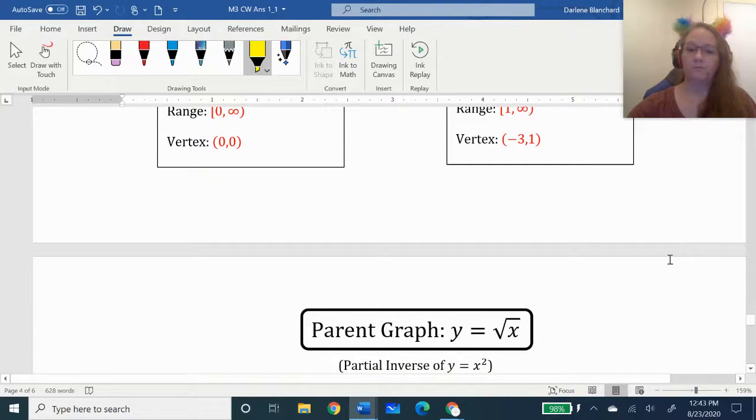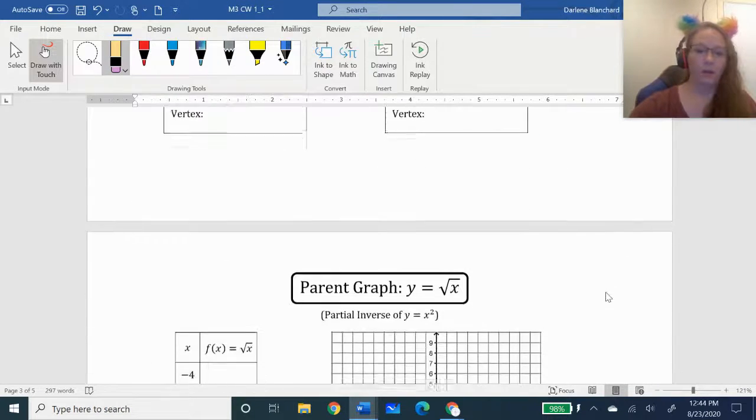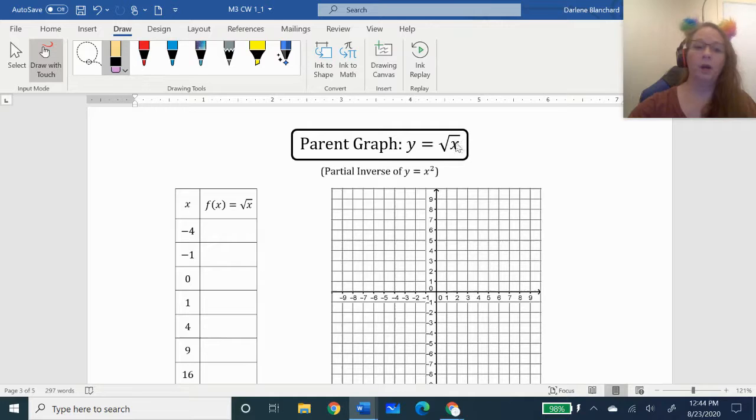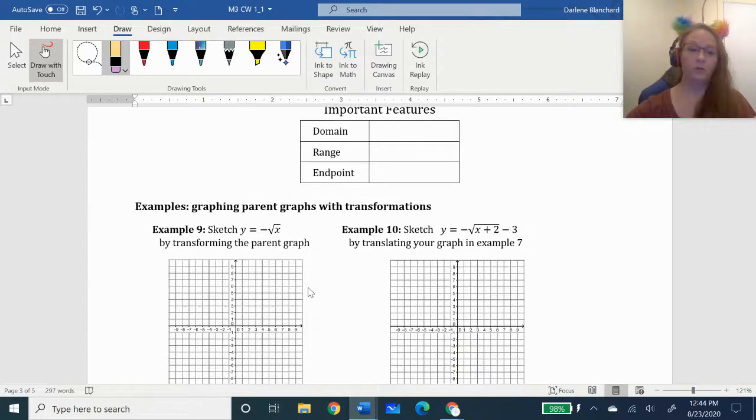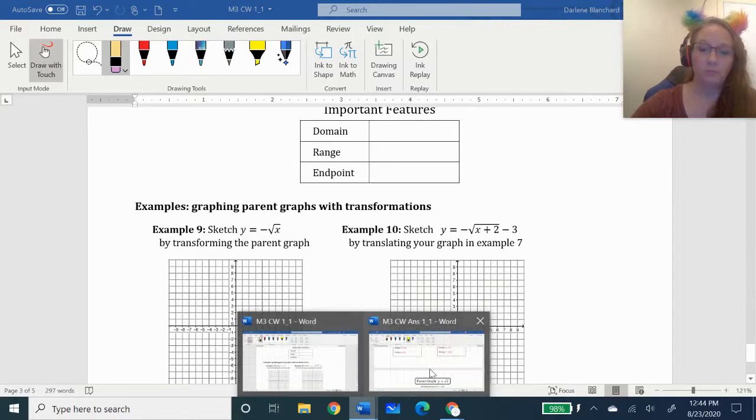All right, now one more graph. And if you think you know how to graph this, pause the video, see if you can do it, and do the translations. If you think you can go that far on your own, pause the video on that as well. If you're not sure what to do, then follow along.